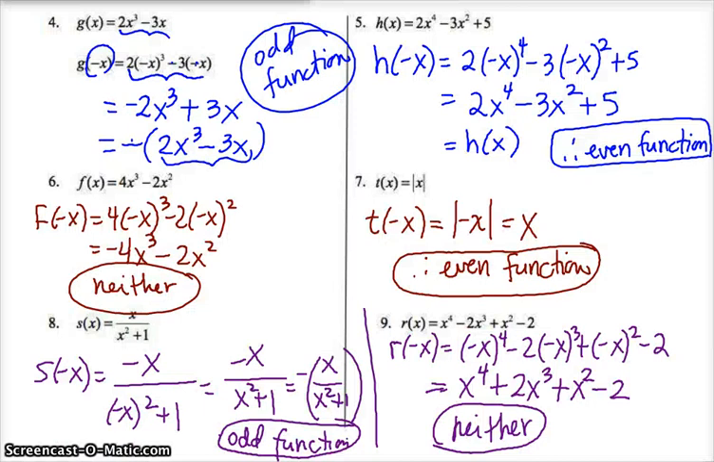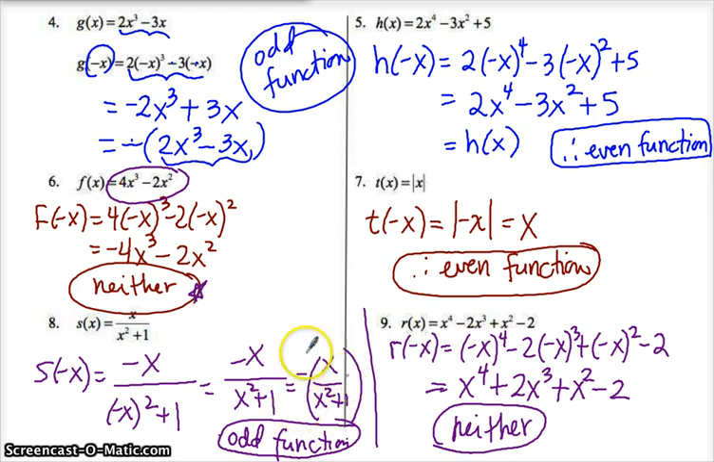Number 5, you should have gotten to be an even function. Number 6 was neither. Number 7 was even. Number 8 was odd. And number 9 was neither. So look at these neithers. Here this was a positive 4x cubed and negative 2x squared. Well, it became a negative negative. So it didn't change to opposite signs, nor did it stay the same, which is why it's neither.